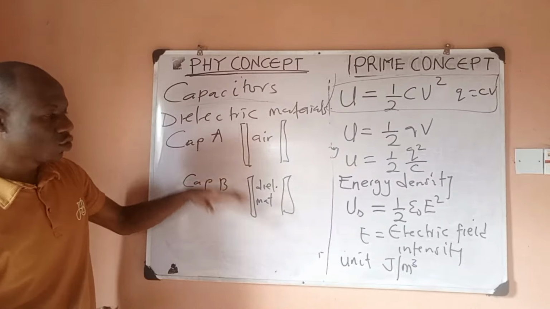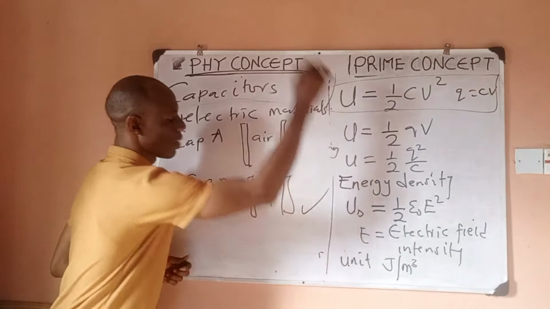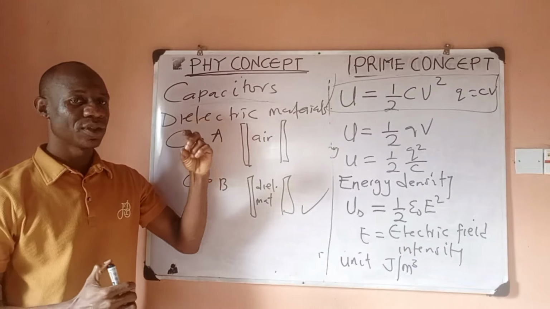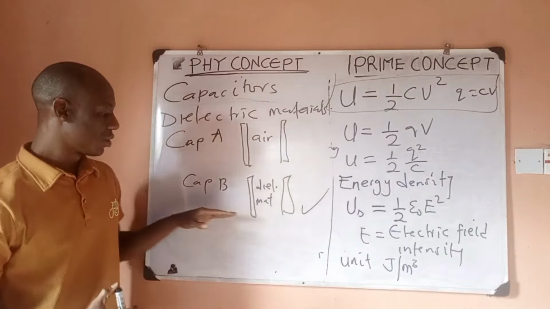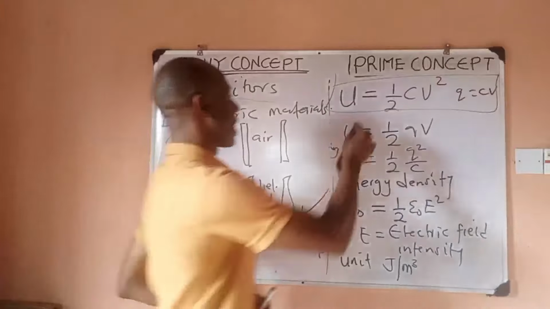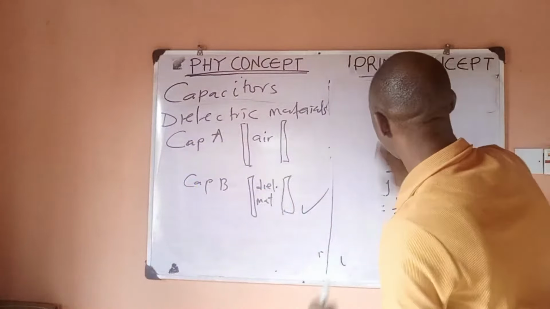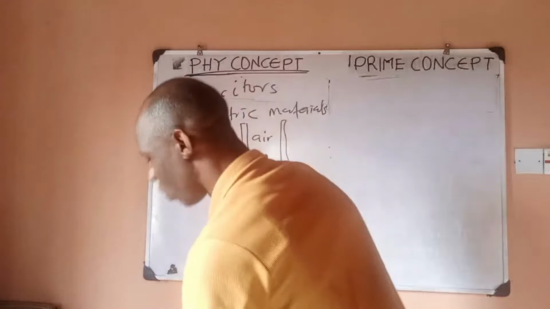So which of these two capacitors would have a higher capacitance? Of course, this one that has a dielectric material. Air is a dielectric material, but it is actually the least dielectric material that is known. So this one will have a higher capacitance. So dielectric materials increase the capacitance of a parallel plate capacitor. So that is worthy of note.